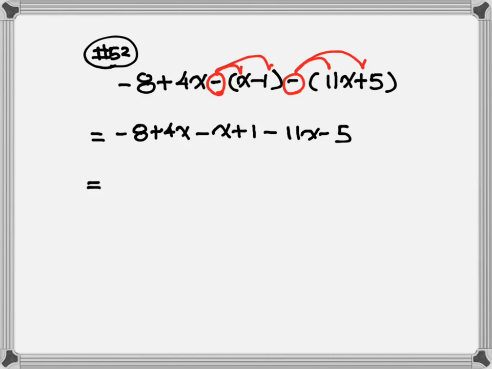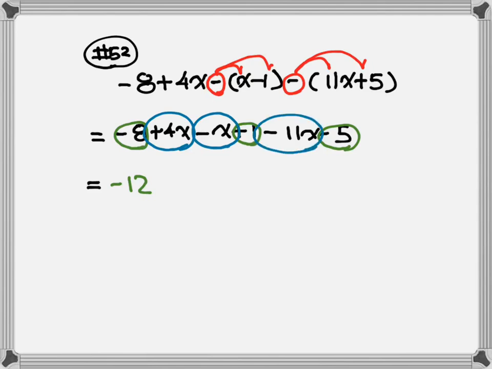After that, we're going to combine the like terms. Now let's combine the numbers. We have negative 8 plus 1 minus 5. Okay, so negative 8 plus 1 minus 5. That gives you negative 12. And next one, combine x. So plus 4x minus 1x minus 11x. So that becomes minus 8x. And that's the answer. Next, let's look at number 54. Okay, number 54.